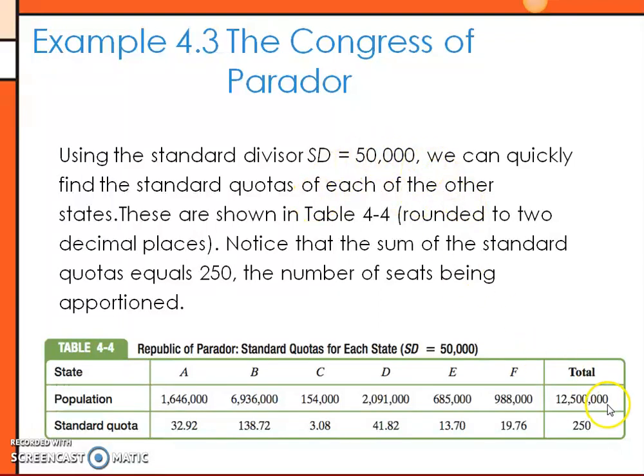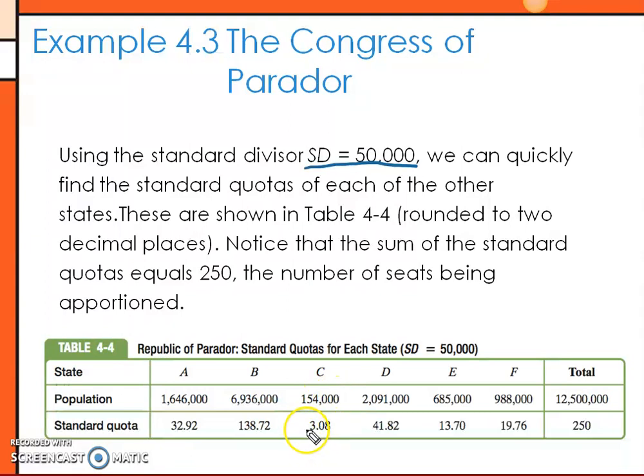So the standard divisor is the total divided by the number of seats you have to give away, here the 12.5 million divided by the number of seats. Once you figure out that the standard divisor is 50,000, the standard quotas follow. Every 50,000 people in your population, you get a seat. So you ask, how many times does 50,000 go into each of these numbers?